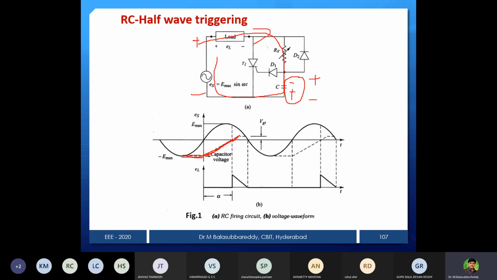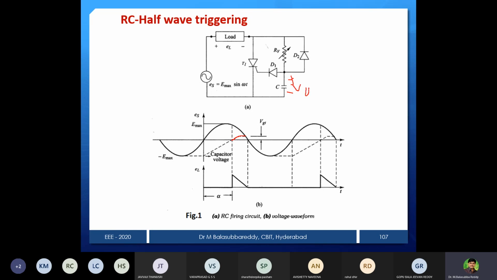How much does it have to charge? It has to charge up to VGT only. Once it charges to VGT, automatically this diode will be forward biased, because the upper plate becomes zero and then positive, no? Positive is connected to the anode of the diode, and then the diode will be forward biased. Once the diode is forward biased, what will happen? This will be positive at this point of time, and it reaches VGT.